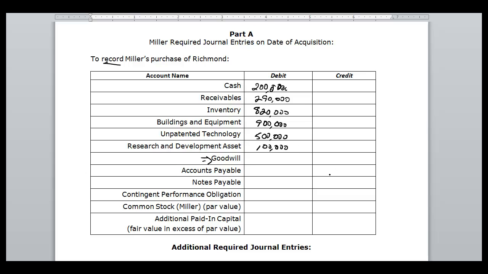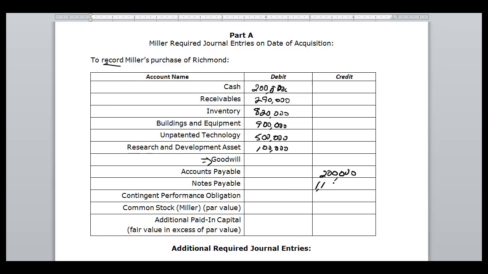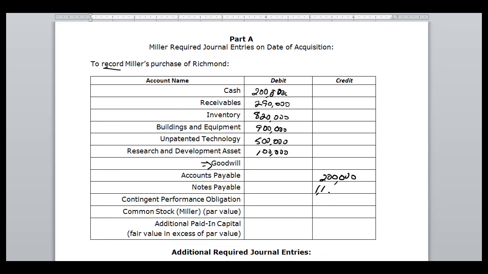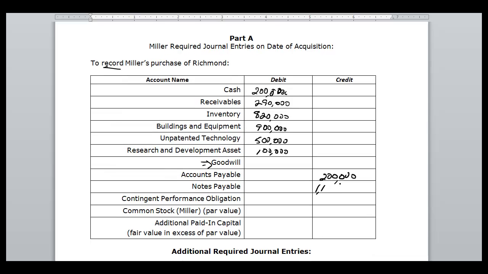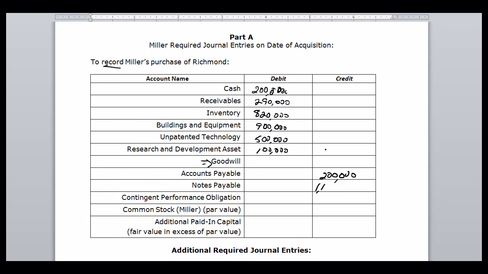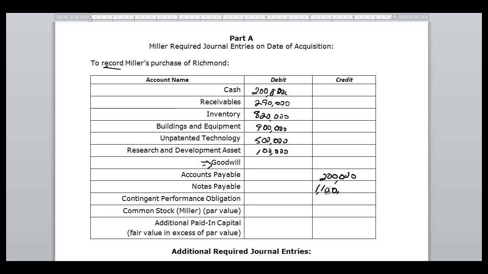Now on the liability side, we're going to bring over the accounts payable and the notes payable. They had $1,100,000. And the contingent performance obligation, remember we valued that at $100,000.